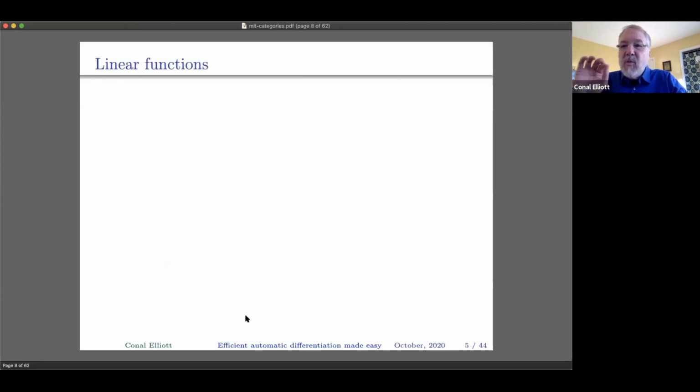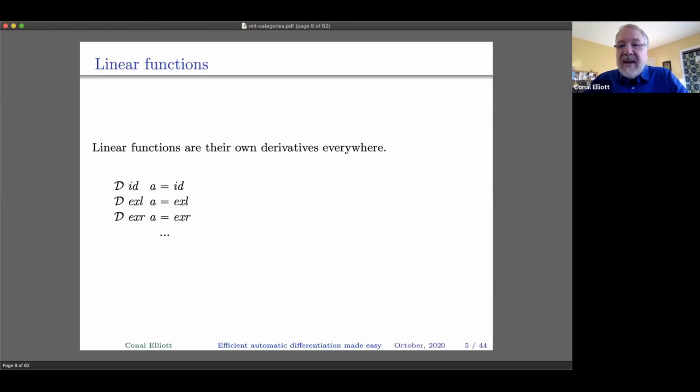All right, there's one more thing we need to know. Now remember I said the derivative of a function is like a local linear approximation, and the derivative is a linear map. So the last important piece of information you need to know about differentiation is the following: the derivative of a linear function is itself everywhere. Okay, so that's the third fundamental fact we're going to use about differentiation.